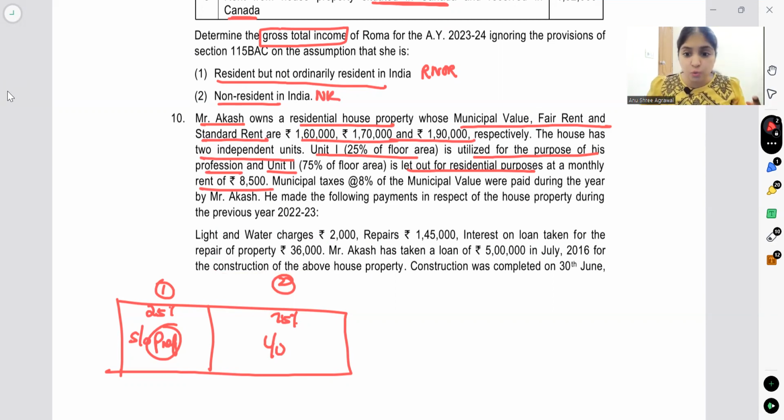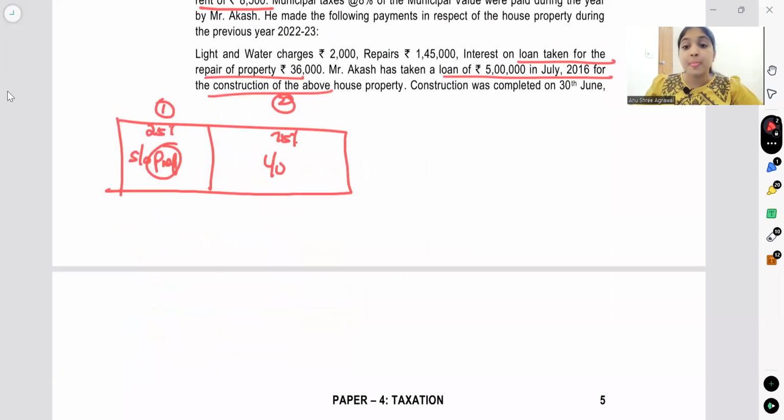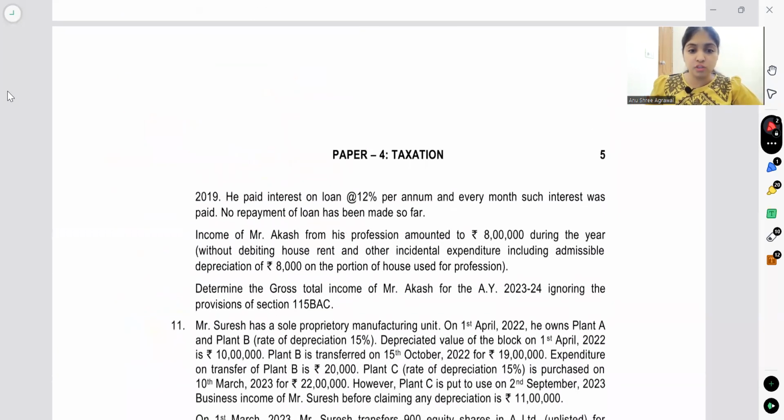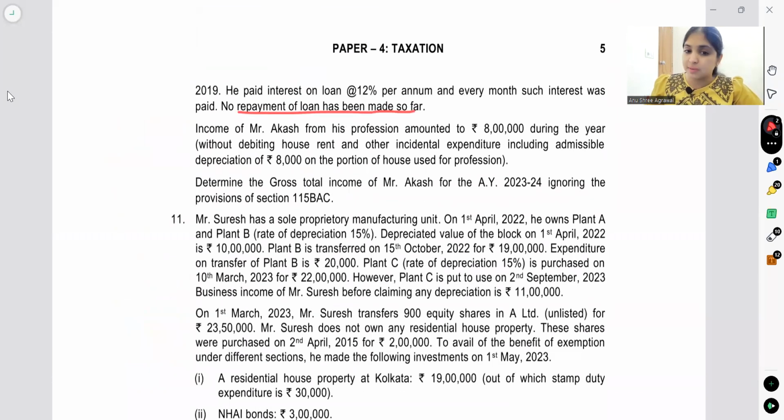So guys, there are two loans. First of all, we have a loan taken for the repair of the property, and then we have one more loan of 5 lakhs for construction of the property. So we have two loans. Construction was completed on 30th June 2019. He paid interest on the loan at 12% per annum, and every month such interest was paid. No repayment of loan has been made so far. So the entire loan is outstanding.